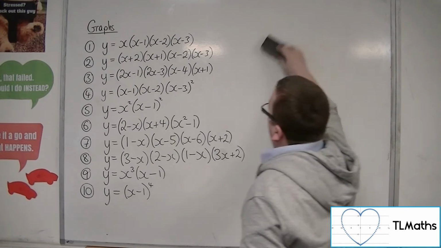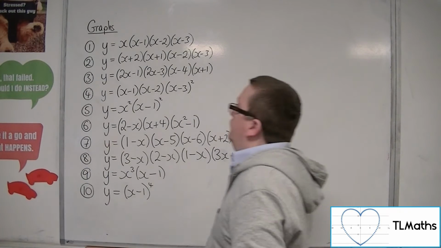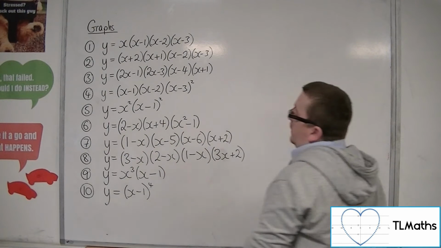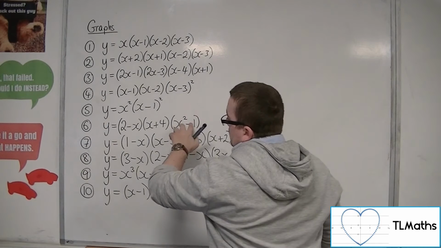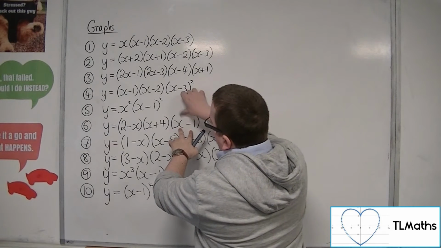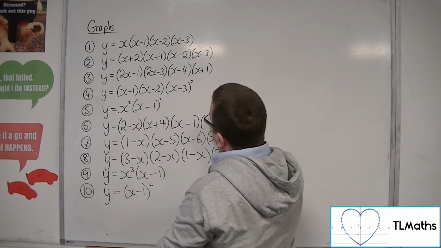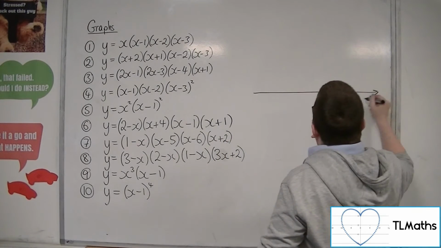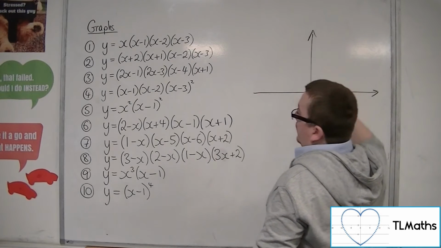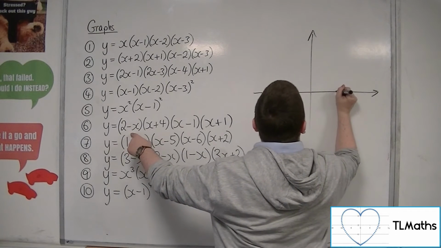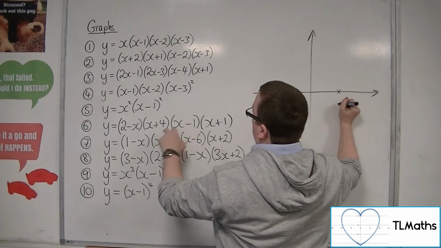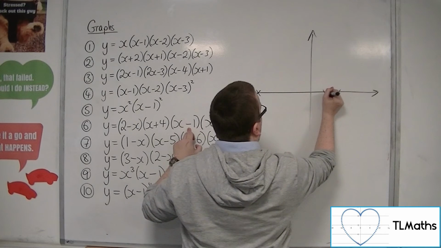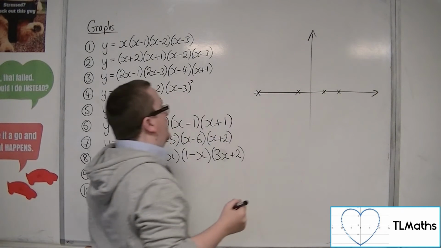Okay. Let's have a look at number 6. We've got 2 minus x times x plus 4 times x squared minus 1. Now, obviously, spotting that x squared minus 1 is the difference of two squares, we can rewrite it like that. So, we're crossing through at 2, minus 4, 1, and minus 1. Okay?